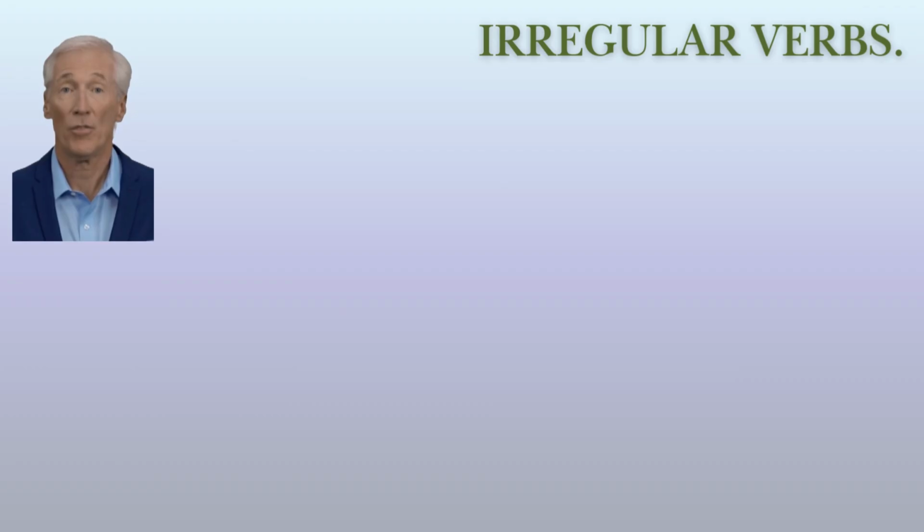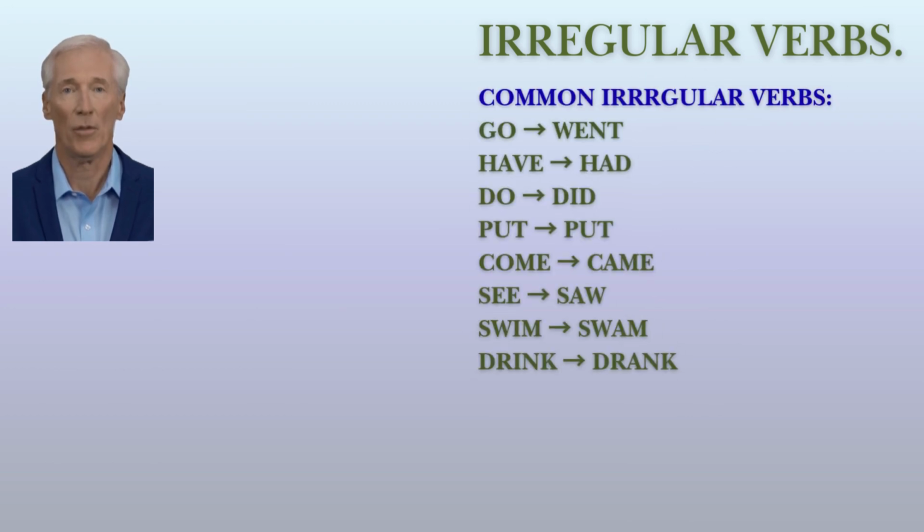Irregular verbs are verbs that do not follow the rule of adding ed to form the past simple. Instead, each one often has its own unique past form, which simply must be memorized. Common irregular verbs: go, went, have, had, do, did, put, come, came, see, saw, swim, swam, drink, drank.